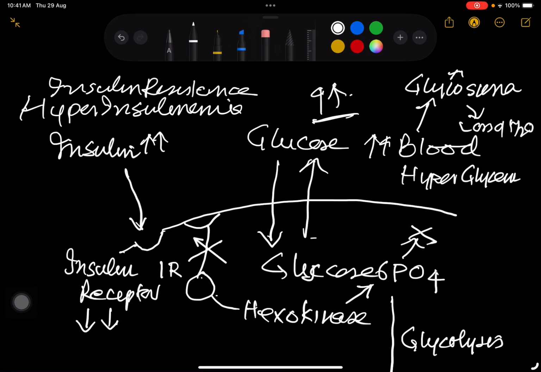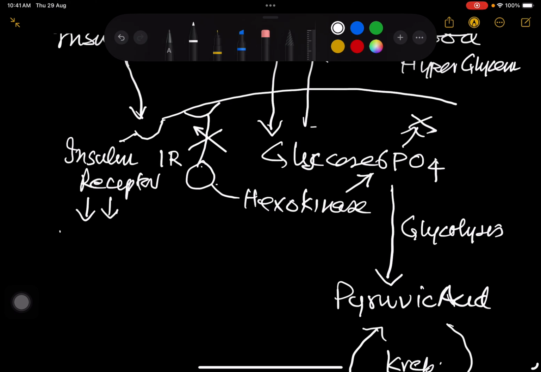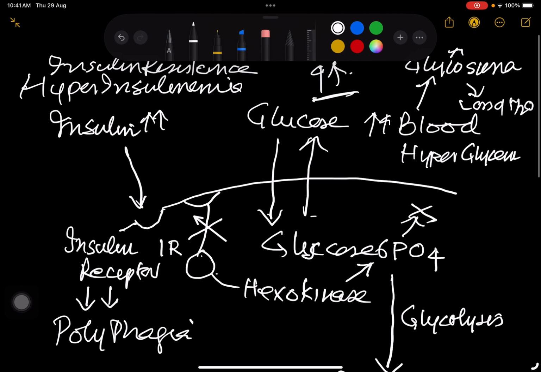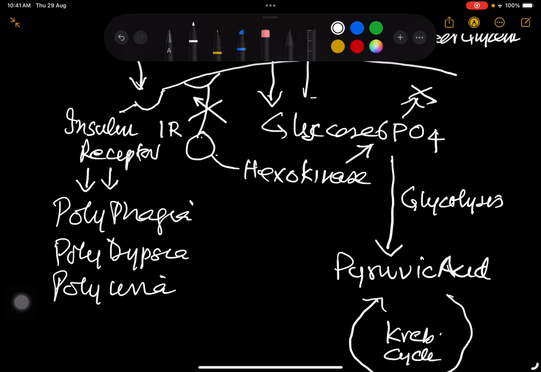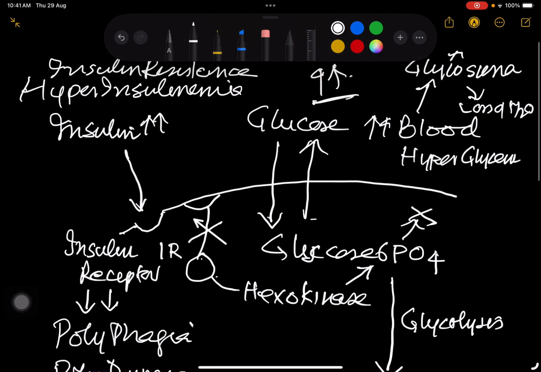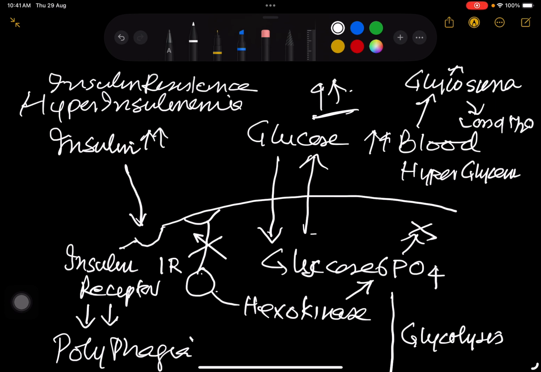So since glucose is not available, therefore there is polyphagia, because the cell is hungry. Since water is being lost, therefore there is polydipsia and polyuria. So these are the initial symptoms of hyperglycemia, because glucose is more in blood and is being lost in the urine.